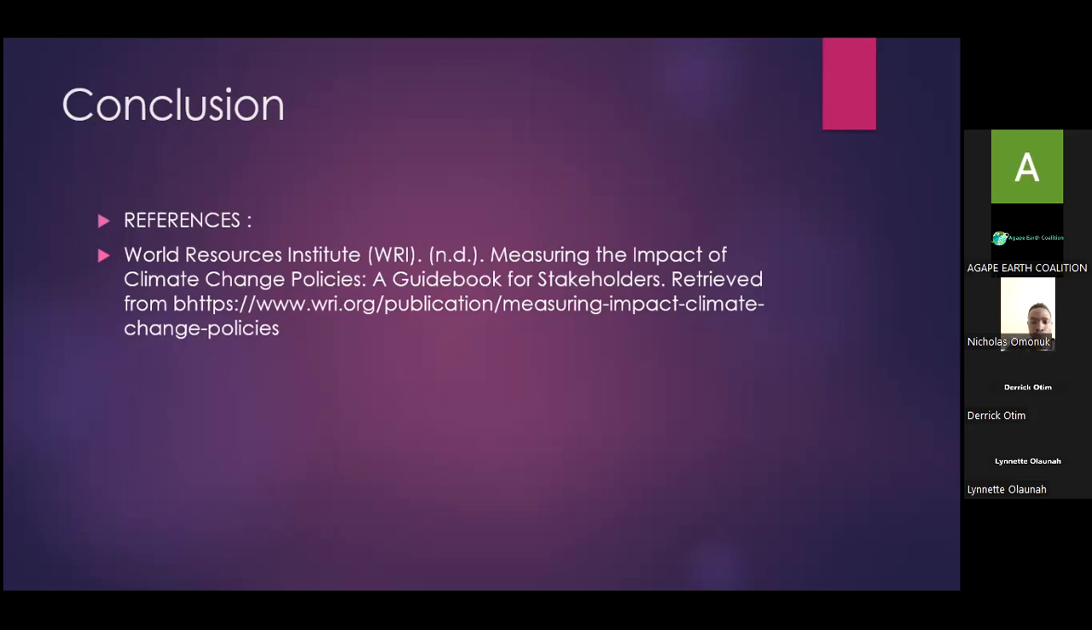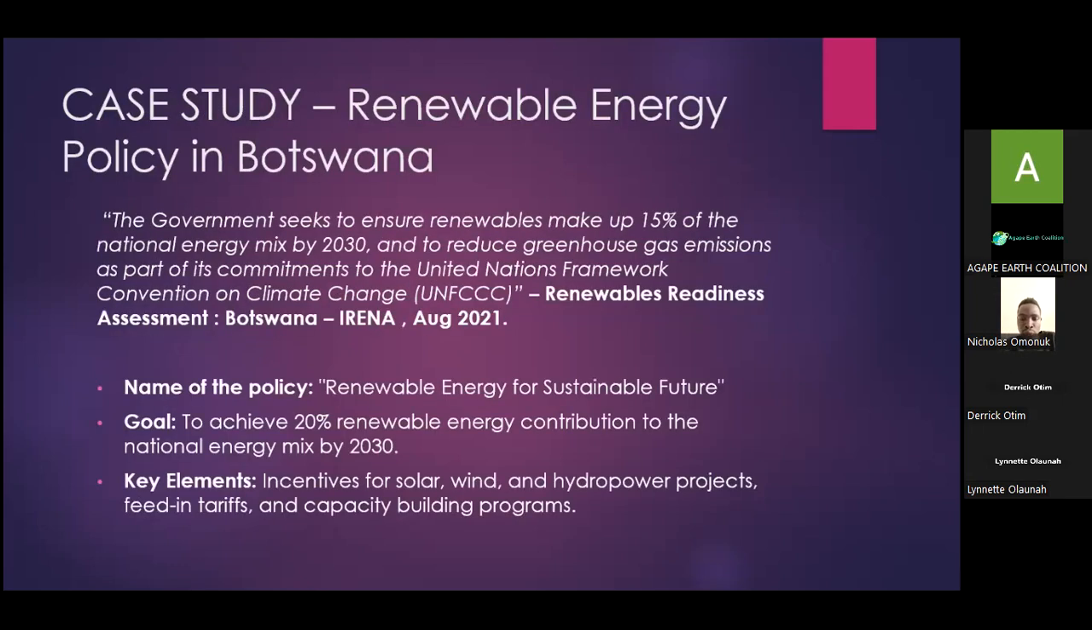So moving forward, let us look at a case study of Botswana, the renewable energy policy in Botswana. The goal is to achieve 20% renewable energy contribution to the national energy mix by 2030, and the policy is named Renewable Energy for Sustainable Future. The key elements here are incentives for solar, wind, and hydropower projects, feed-in tariffs, and capacity building programs.